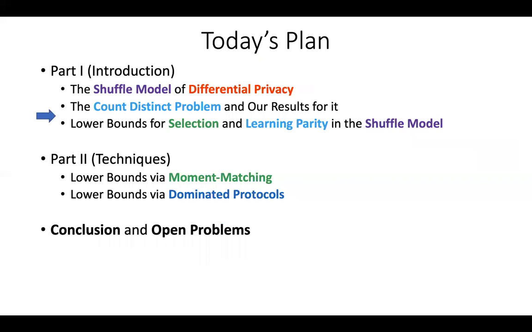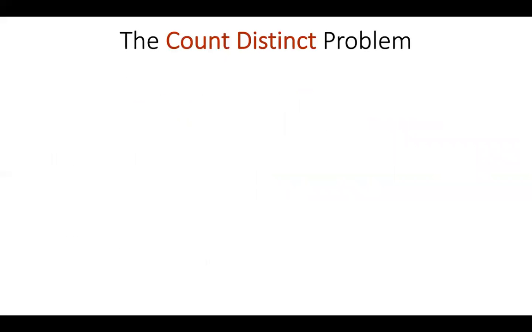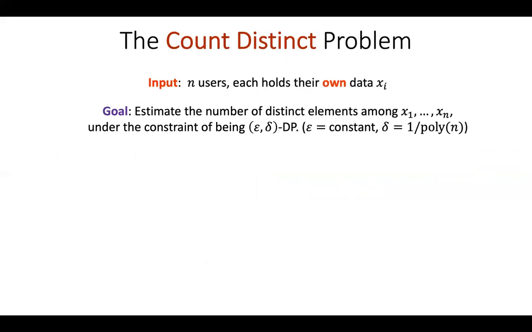So now we move to talk about our new results. The problem of focus today is the count distinct problem. The input is just n users, each one holding their own data xi, and the goal is to estimate the number of distinct elements among x1 through xn under the constraint of being epsilon-delta differentially private. That's epsilon to be a constant and delta to be 1 over polynomial.